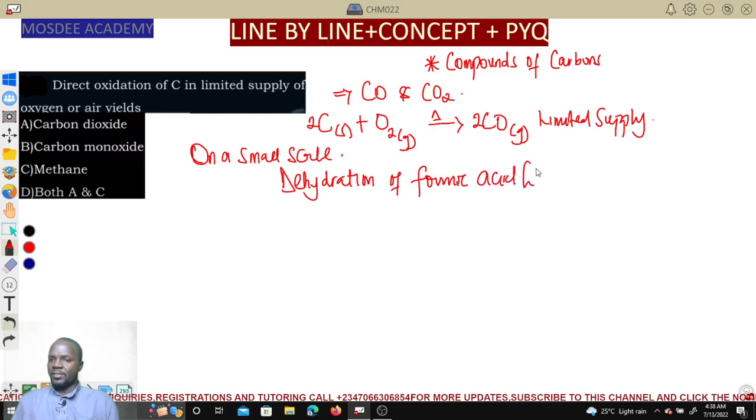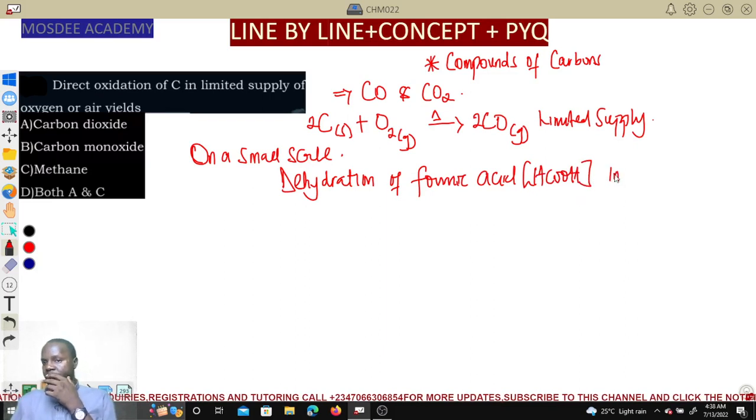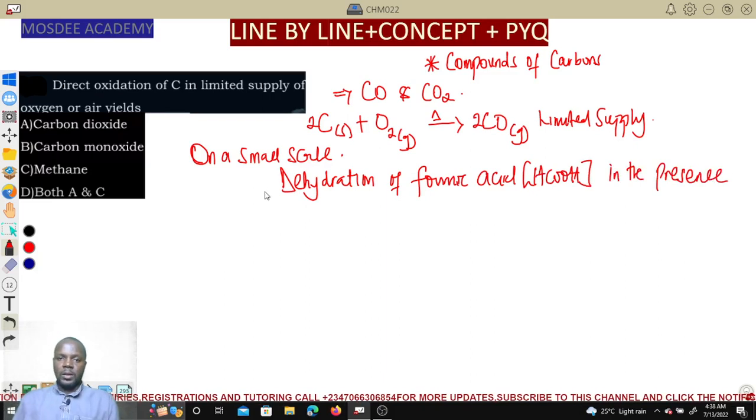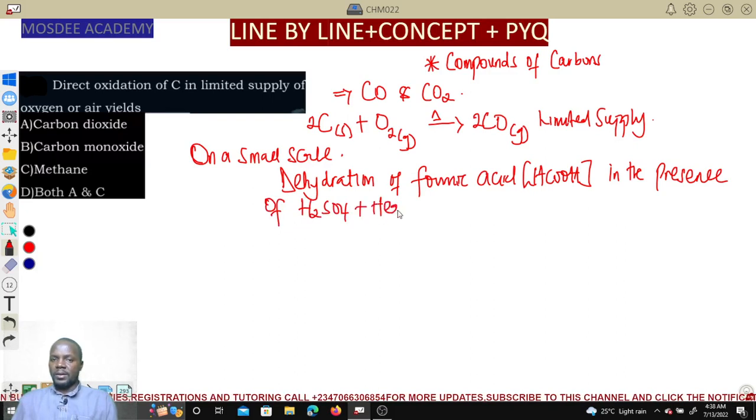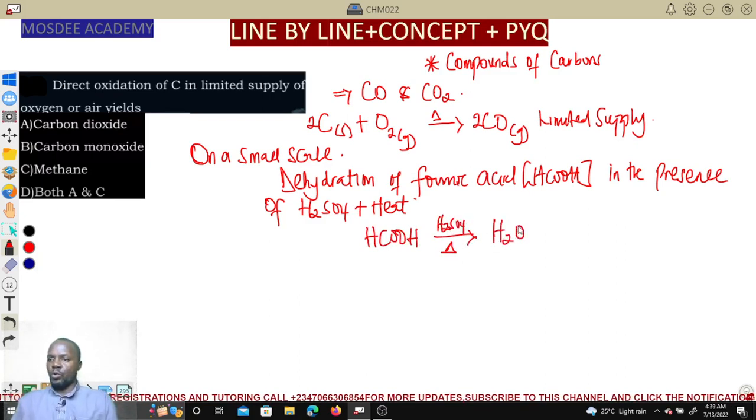Formic acid is HCOOH, methanoic acid, in the presence of H2SO4 and heat. The heat is about 373 Kelvin. You can just write HCOOH. You heat this in the presence of H2SO4 as a dehydrating agent, then you are going to have H2O plus CO. You can see that's how this is prepared.